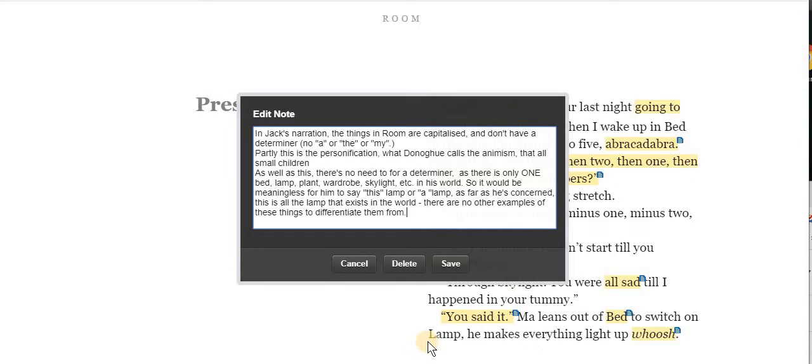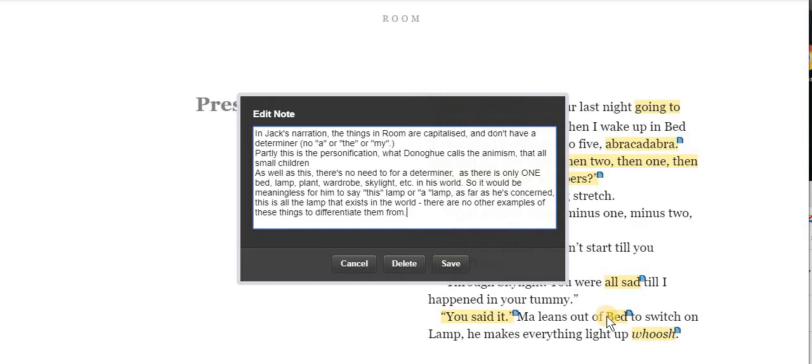But I think there's something more than that, and you can see it in the missing out of the or a. And this isn't normal. And I think what this signals is that in Jack's universe, only one Bed exists, and only one Lamp exists, and only one Wardrobe, and only one Skylight, and so on and so on. Okay, there is only one of these things. Therefore, it doesn't make any sense for him to say this lamp, a lamp, my lamp, the lamp, okay? Because there is only one of them.